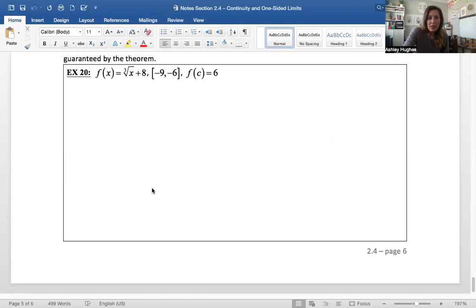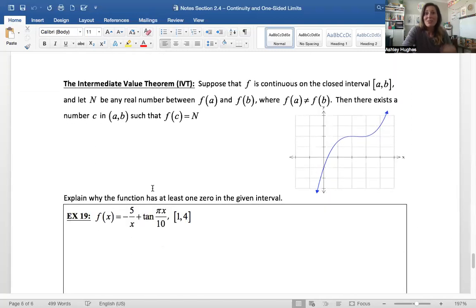Okay, intermediate value theorem, we're almost done. This ended up being longer than I hoped. I'm sorry guys, you're doing a great job staying with me. The intermediate value theorem is a fancy way of saying something you already know.